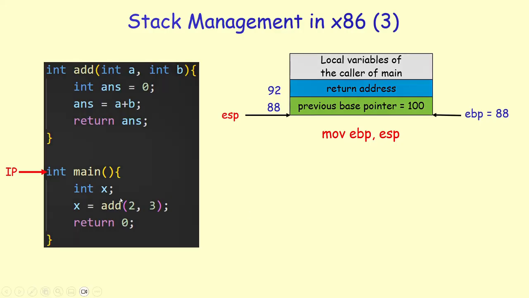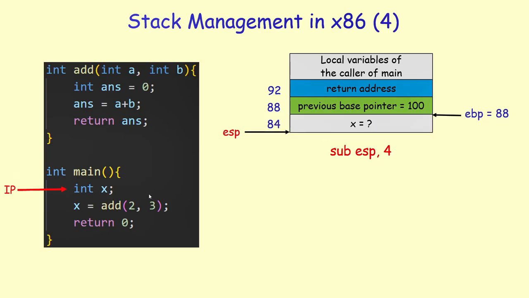Now I need to move on and allocate space for the only local variable that main has, which is x, which is 4 bytes, because that's an integer. The way to allocate space for x is to simply say subtract ESP, 4. So if you just move the stack pointer 4 bytes down from 88 to 84, we are allocating 4 bytes on the stack. The next statement in our C code is x is equal to add(2, 3).